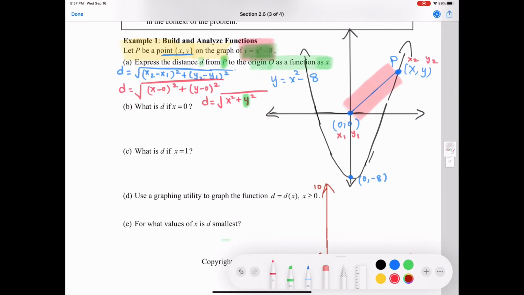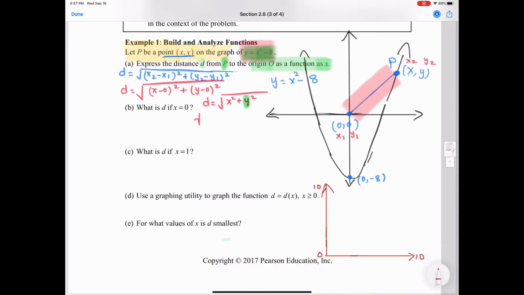So that will make my equation, and I can write it as d of x because I'm going to have just one variable on the right hand side: square root of x squared plus, in the place of y, I'm putting x squared minus 8, the whole square. Now you can simplify this further. You can go ahead and FOIL this out and clean it up, and I will be expecting to see that on the reading. Do the algebra and you will get an expression that would go x to the fourth and so on.